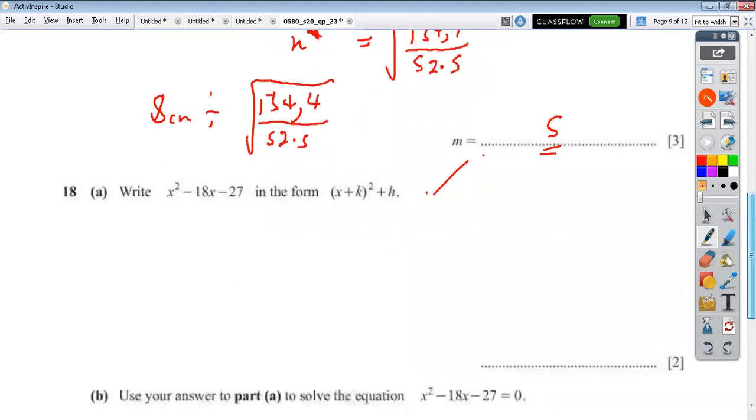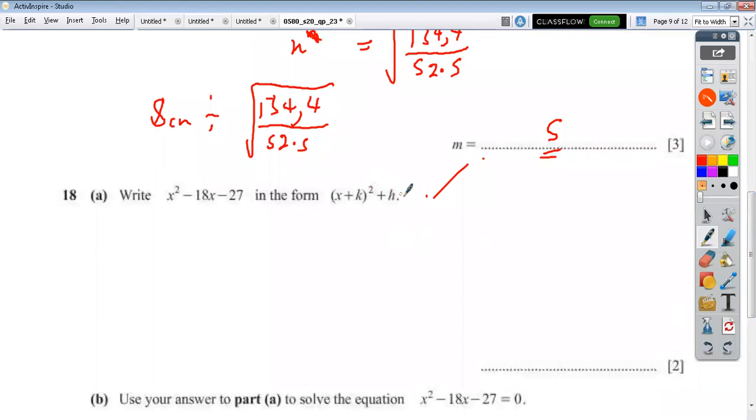Then write this in this form. I explained the other day, maybe the other guys were not there. We're trying to complete the square. As long as the coefficient of this is 1, it's fine. So I look at this, I divide by 2. So it's 9. So it's x minus 9 squared minus 27. Then I have to subtract this. What is 9 squared? It's 81. That's how I complete the square.